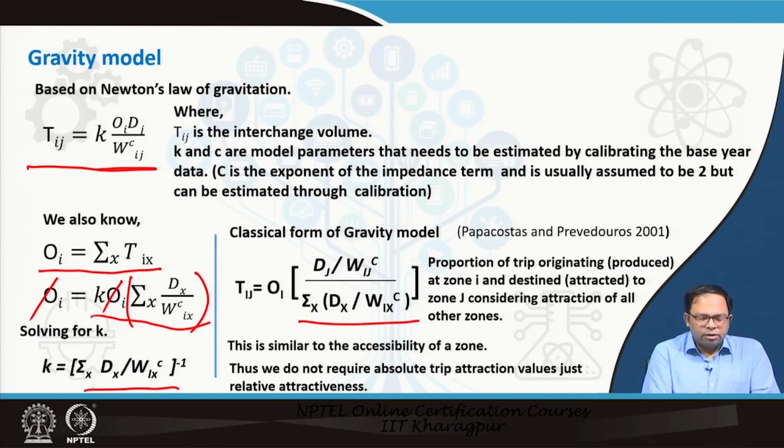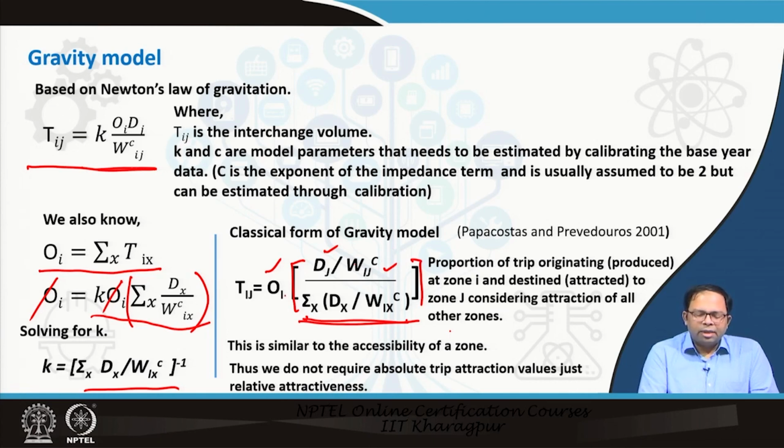So, this value actually is the impedance, because k is equal to 1 by this particular value. So, this is coming over here, and dj divided by wicj remains over here. If I look at this particular form, this is the proportion of trips originating, the number of trips, a proportion of that at zone I and destined, attracted to zone j, considering the attraction of all other zones. So, we have dj divided by all other zones, that means the attraction, and this attraction is also weighted by this calibrated impedance function as well.